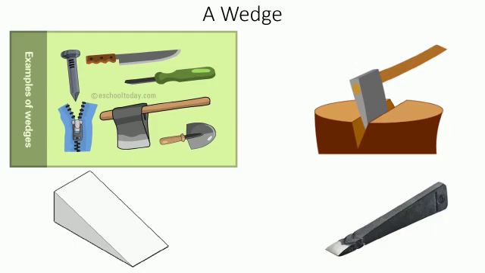A wedge. A wedge is a piece of wood or metal which has one thick end and tapers to a thin edge. It is a triangular shaped tool and is a portable inclined plane. It is a simple machine. It can be used to separate two objects or portions of an object. It can also be used to lift up an object or hold an object in place. An axe, a knife, or a chisel are some examples of a wedge.